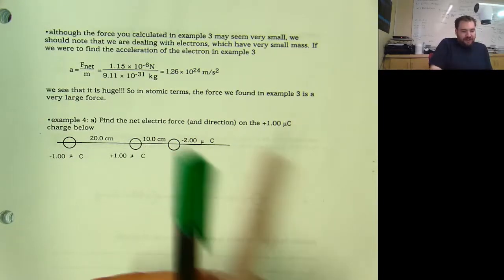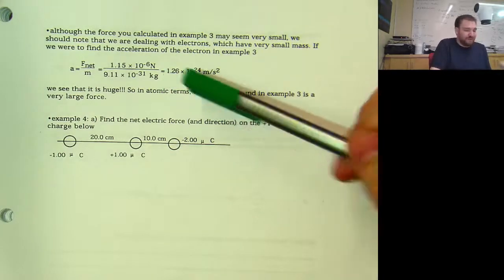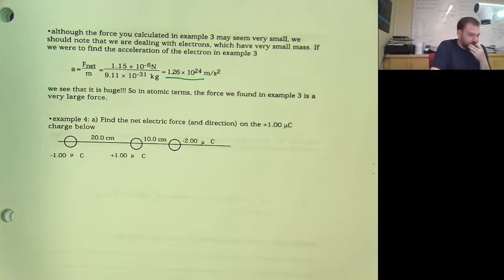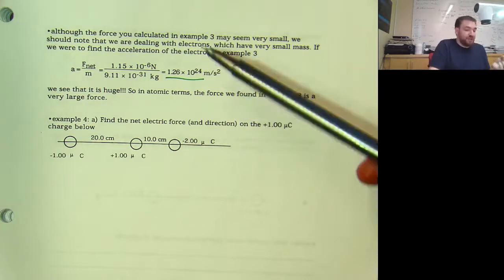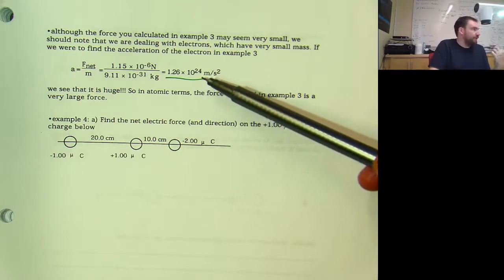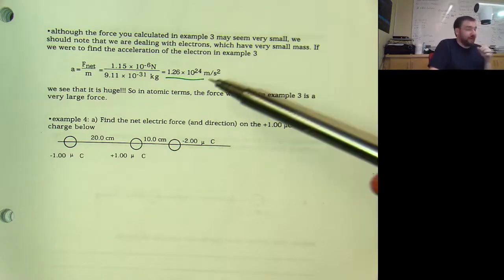So the force we were calculating in example 3 might seem very small. We did this already for the first one. This is the acceleration that previous example is going to produce: 1.26 times 10 to the 24 meters per second squared. Massive, massive, massive acceleration for that electron. Well, it's an inward acceleration. So this electron is moving incredibly quickly around, effectively, it's kind of orbiting, moving very quickly around that nucleus.